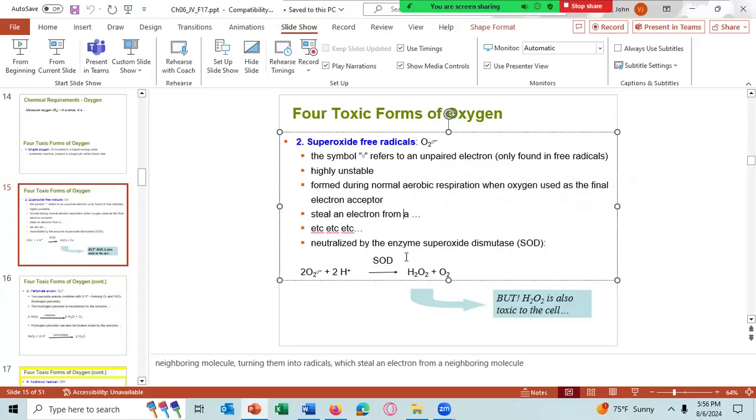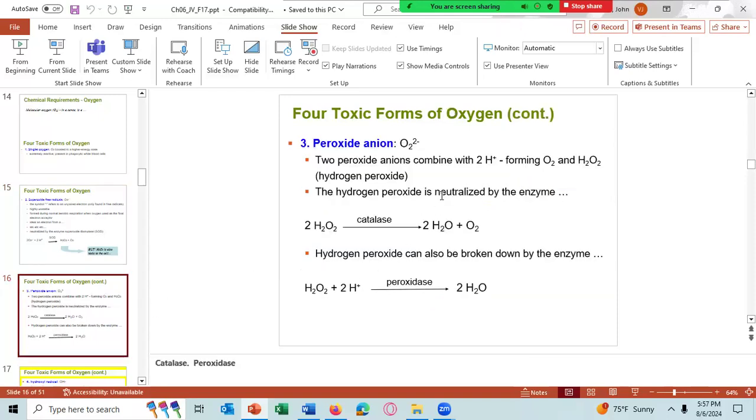And how we do this is we have an enzyme, superoxide dismutase, or SOD, which can convert the superoxide free radical right here into hydrogen peroxide. Hydrogen peroxide is also toxic to the cell, but that's our third toxic form of oxygen. Hydrogen peroxide is a peroxide anion. It's toxic to cells. And 2 peroxide anions can combine with 2 hydrogen ions to form oxygen and hydrogen peroxide, which is toxic.